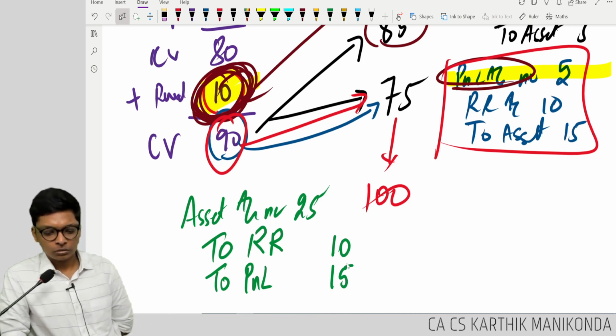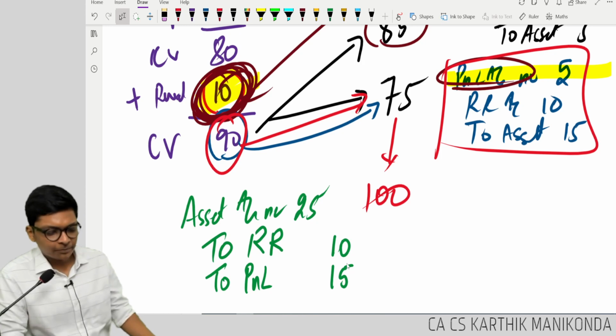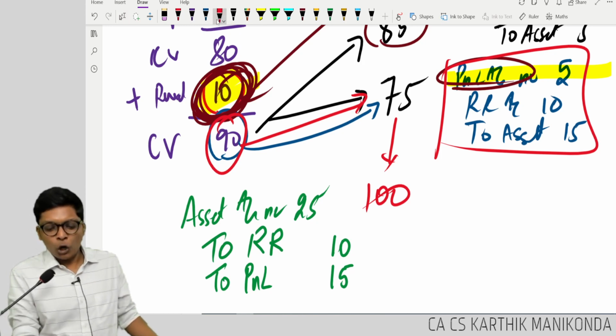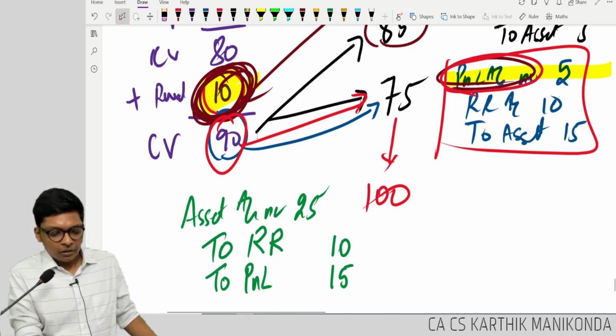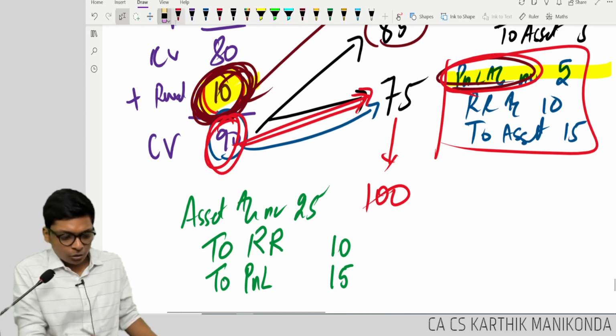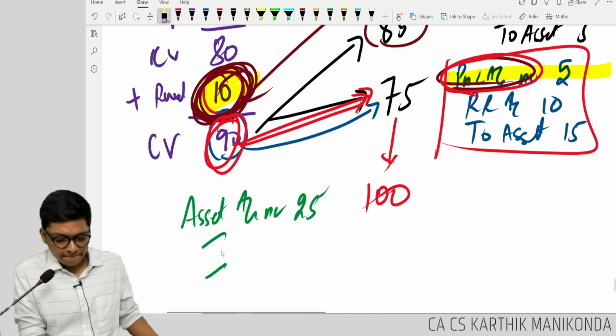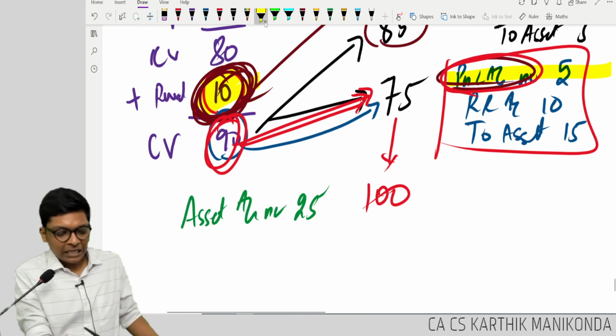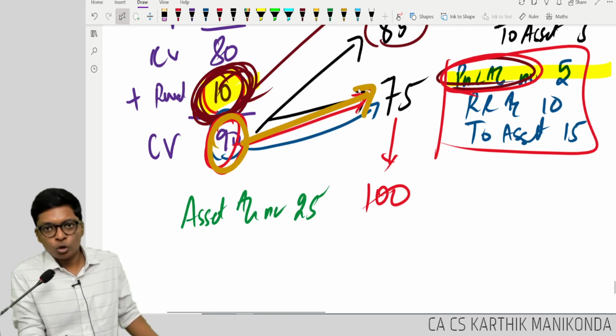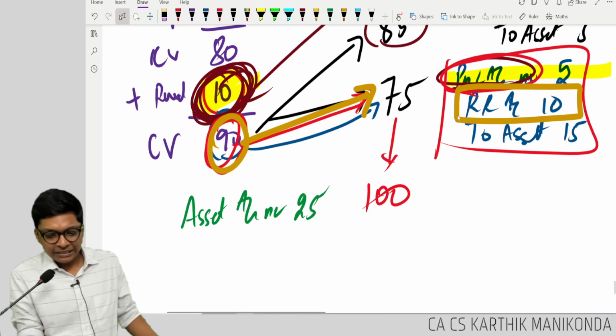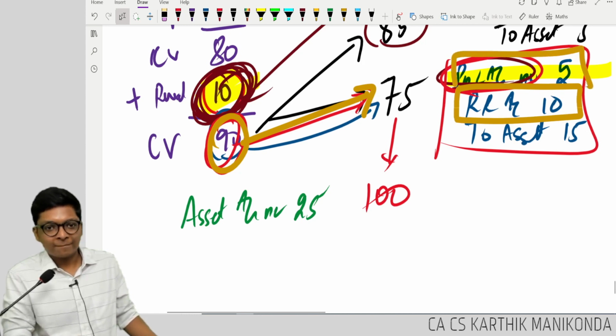No. Simple. Earlier, how much did I debit P&L? 90 became 75. This is not correct. Don't write this. Follow carefully. Earlier, when 90 dropped to 75, I debited revaluation reserve 10 and I debited P&L 5.